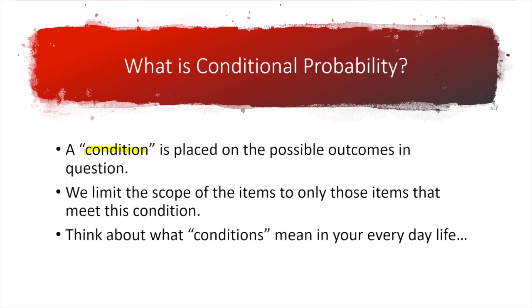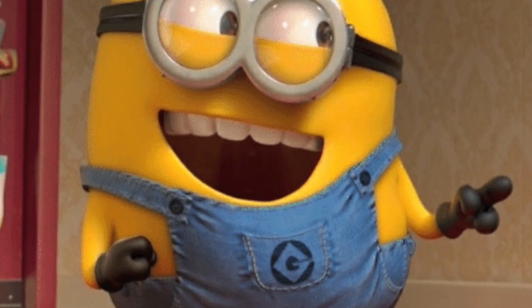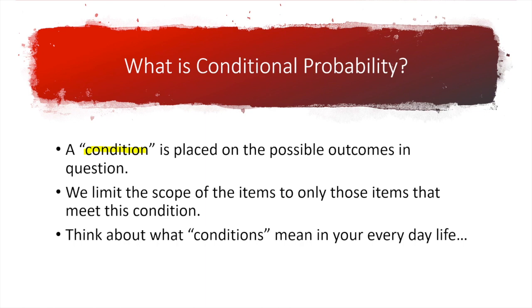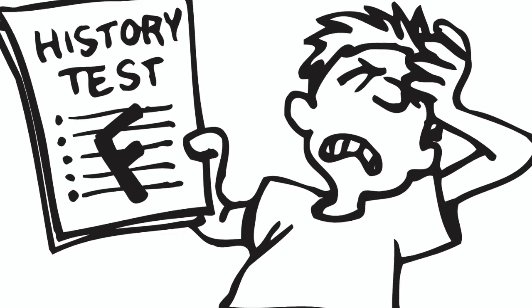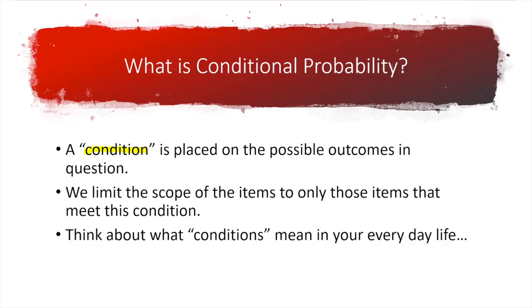So think about it, you may want to go to a party this weekend, but your parents put a condition on you that you can only go out if you're passing all your classes. So if you're passing your classes, then you can go to the party. Passing your classes, that would be a condition. And probability is really no different.